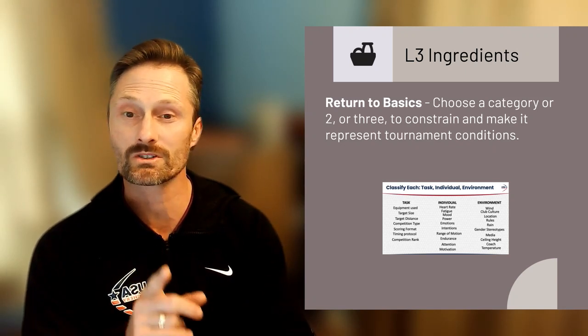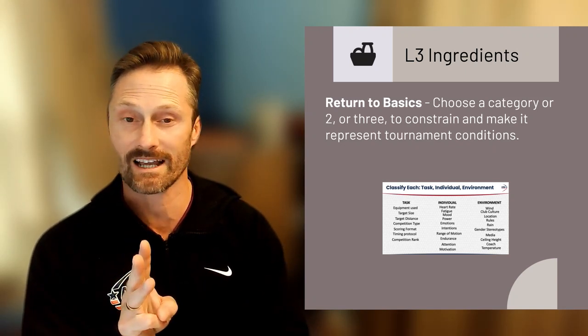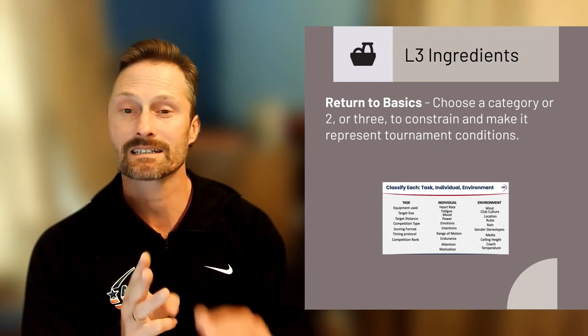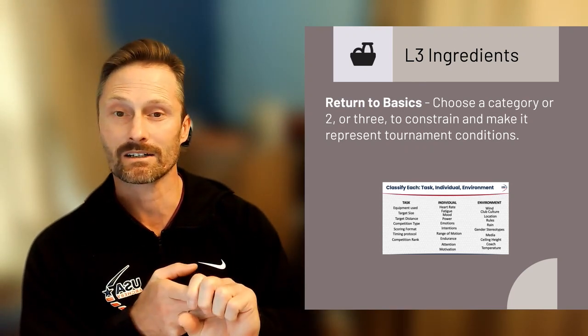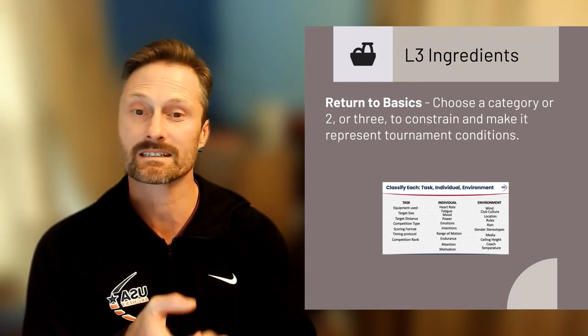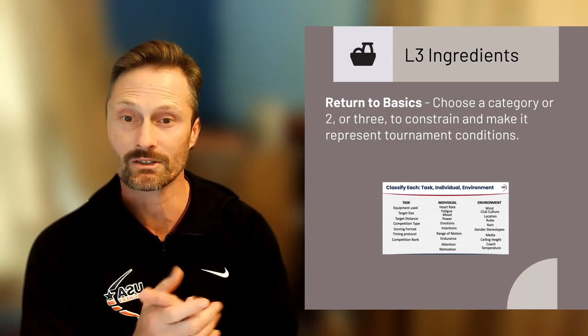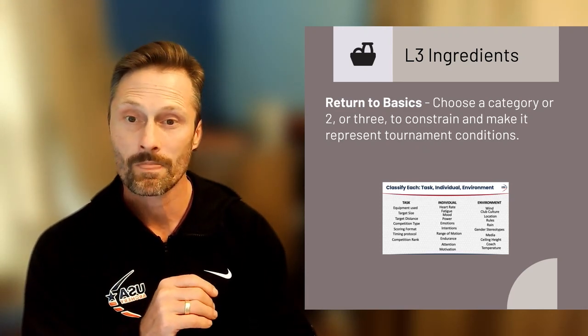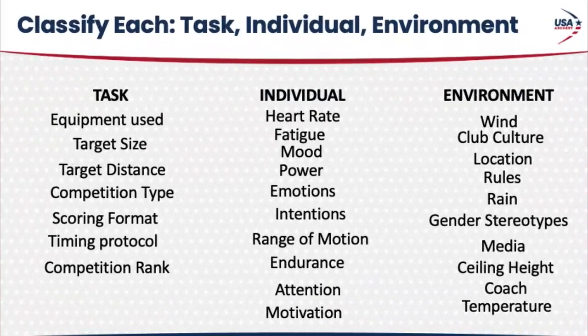You're going to choose 1, 2, or 3 categories of constraints to make these constraints as realistic as possible, representing tournament-like conditions. Maybe you start out by constraining just one of these categories, and then maybe as the athlete improves, you add all 3 to really increase the level of challenge when they're ready for it.